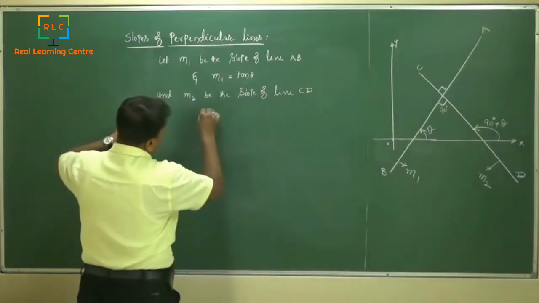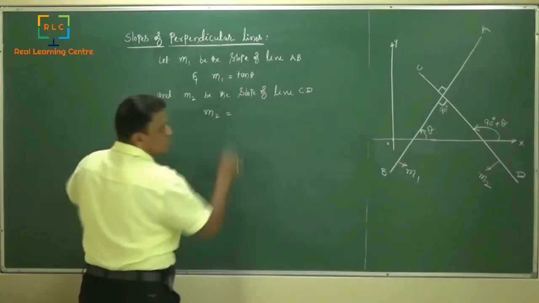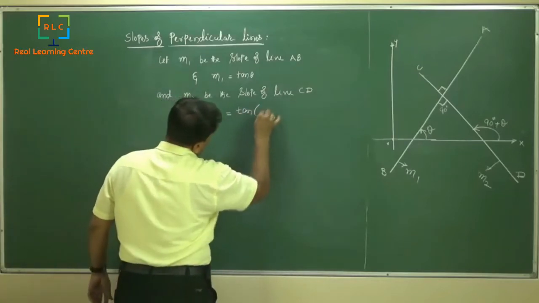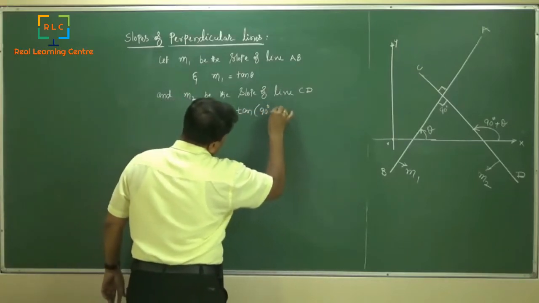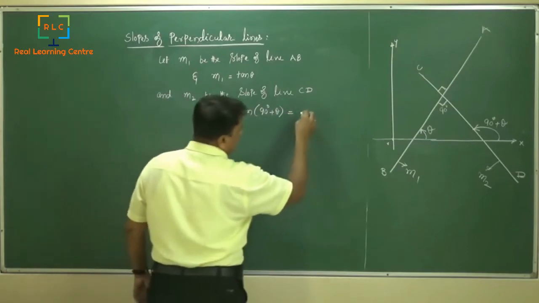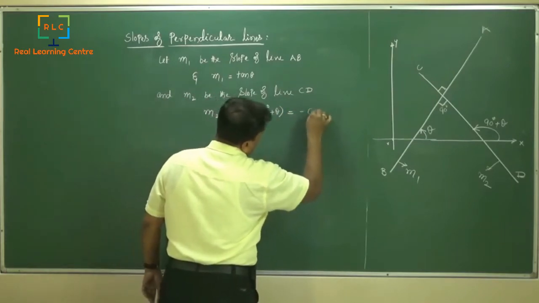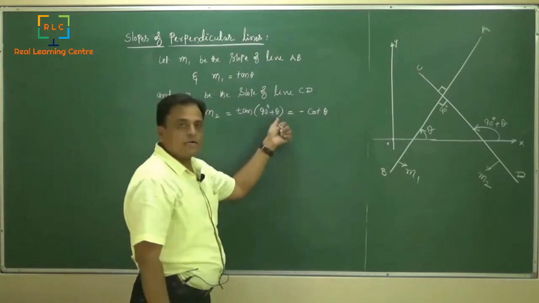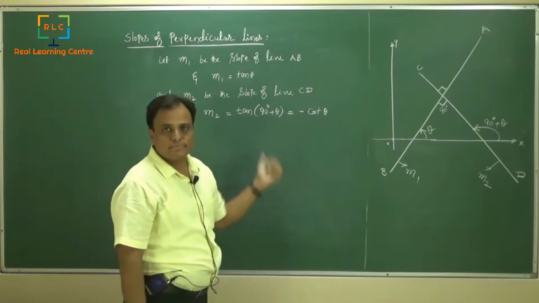So what is M2 now? M2 is equal to slope of CD. Slope of CD is equal to tan of 90 degrees plus theta. We know that tan 90 plus theta is equal to minus cot theta, as allied angles: 90 plus theta comes in the second quadrant, where tan is negative.